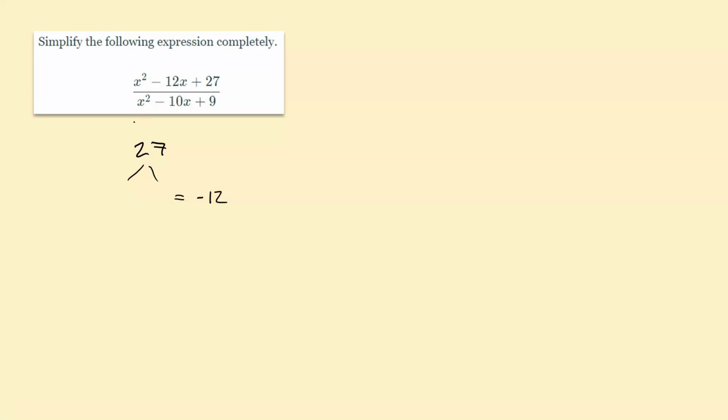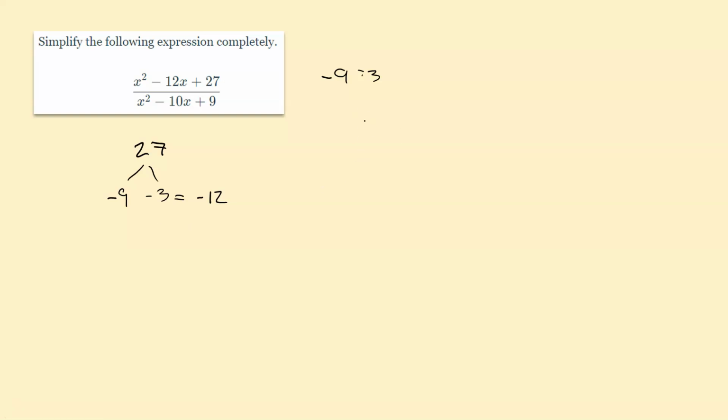So we want to figure out two numbers that multiply to give us 27, but add to give us negative 12. The first thing I'm thinking, I know 9 goes into 27, so 27 divided by 9 is 3. So 9 times 3 gives us 27. And if I make both of these numbers negative, then negative 9 times negative 3 gives me a positive 27, and negative 9 plus negative 3 gives me negative 12. So that's going to be my two numbers here.